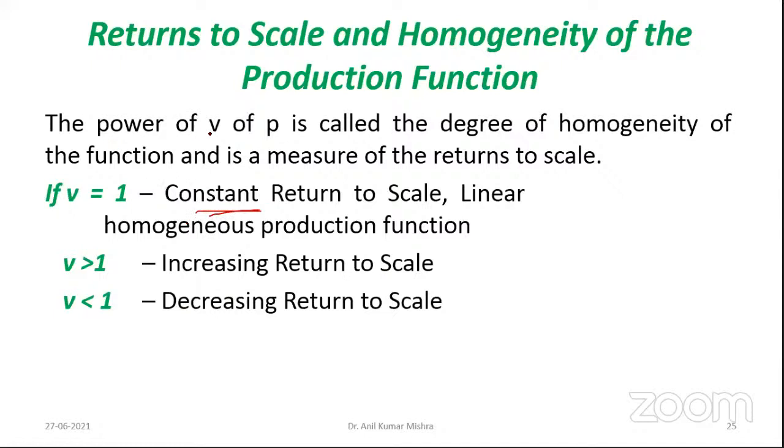If it is P, the power of the production function, P is called the degree of homogeneity. If it is one, it is called constant returns to scale, a linear homogeneous production function. If the degree is one, it is called the linear homogeneous production function.